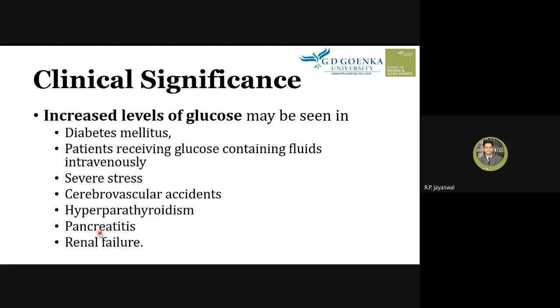Pancreatitis is an inflammation of the pancreas, where the pancreas gets inflamed, or the pancreatic cells are usually damaged, and in such condition glucose levels are higher in the blood. And the last, renal failure, when the kidney stops functioning. In such condition also the glucose levels come to a higher level in the blood. I hope you are understanding.